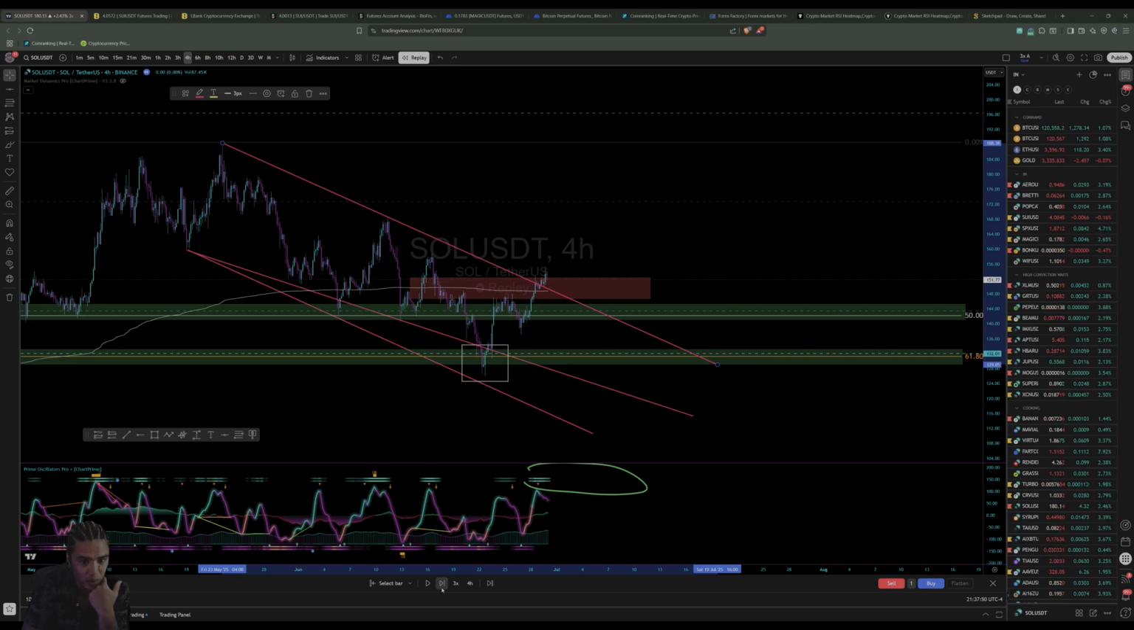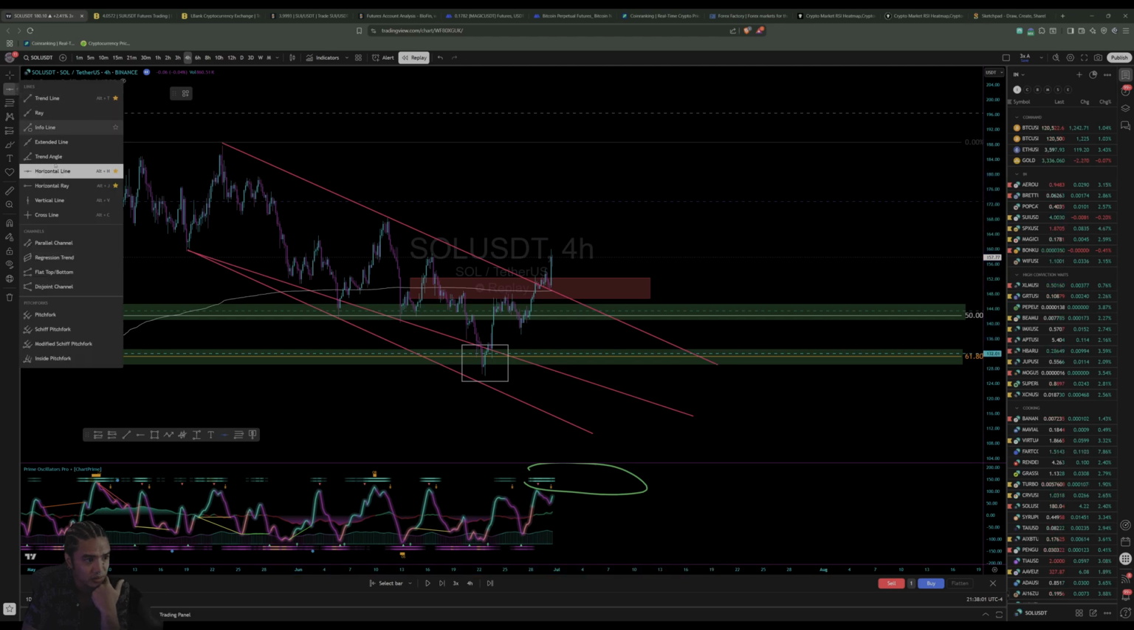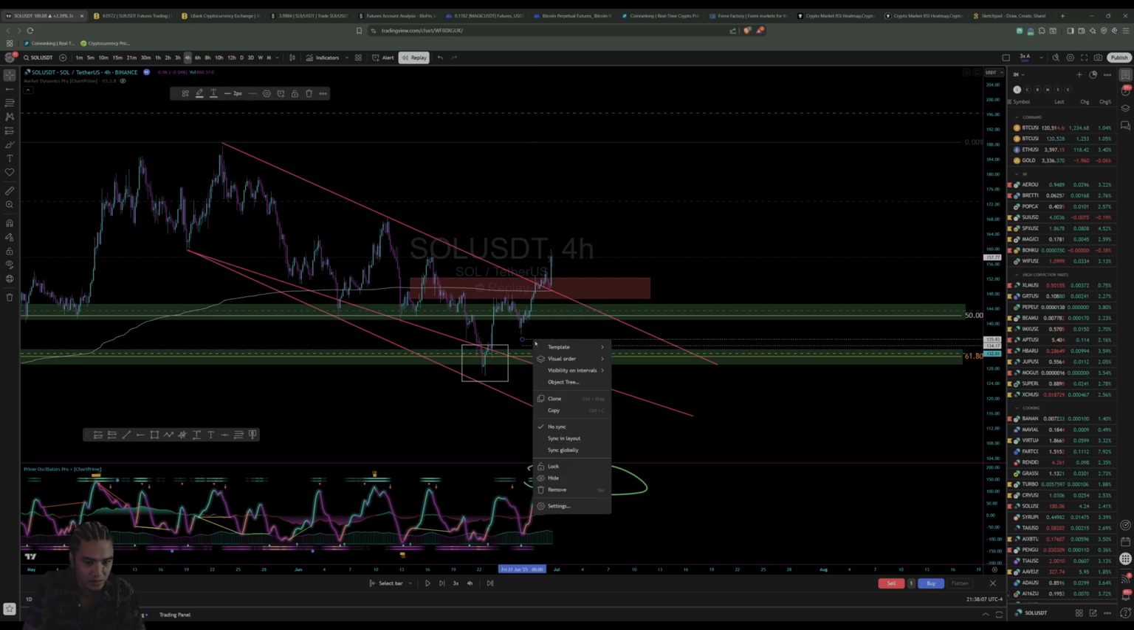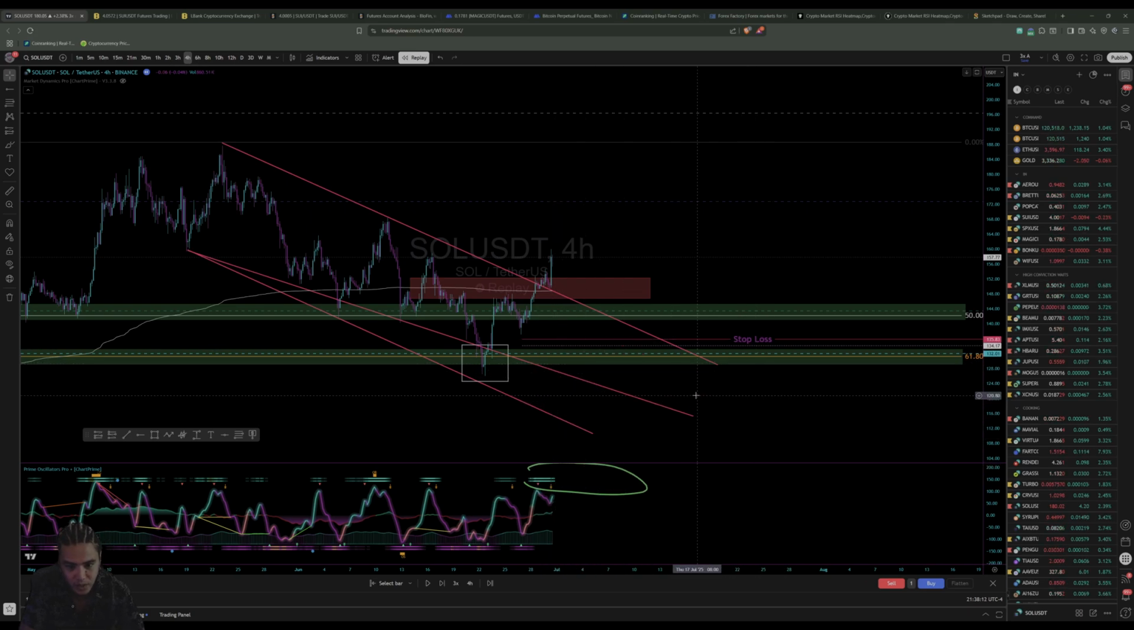We're above the VWAP now. It's testing. Okay. I'm comfortable adding from here to get my average entry to be here and my stop loss right there. Okay. So that's a 4 hour candle close. And boom, that looks good.